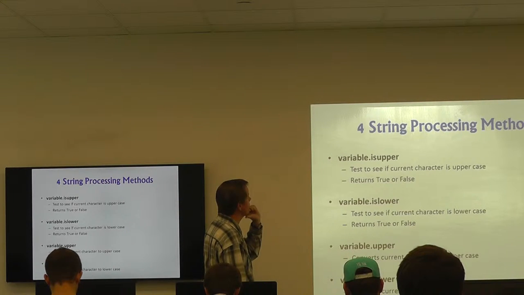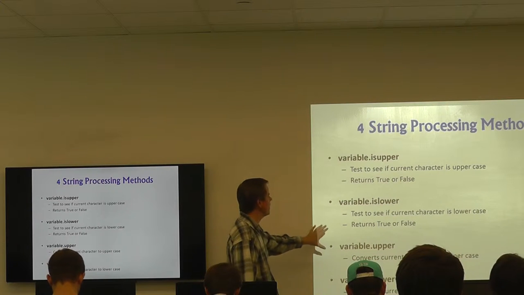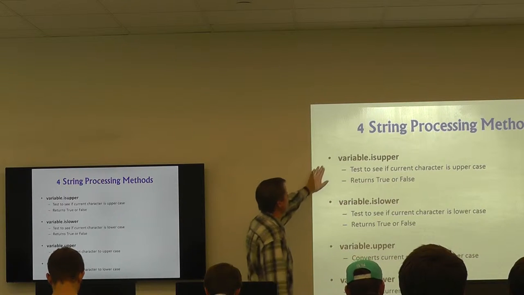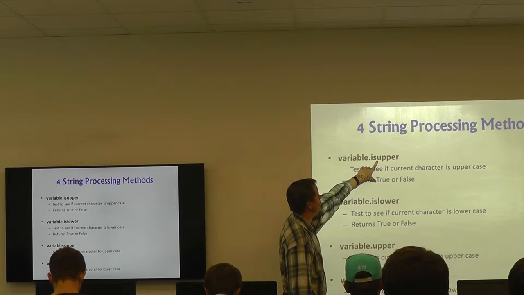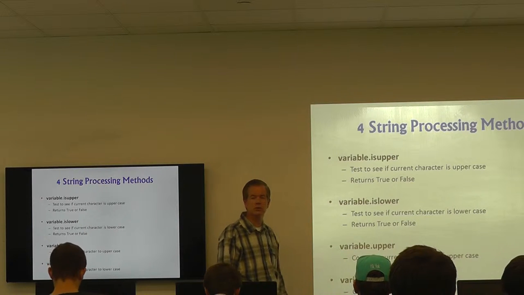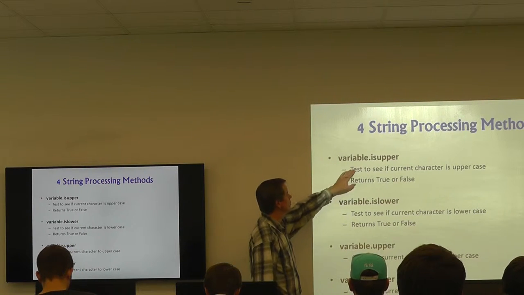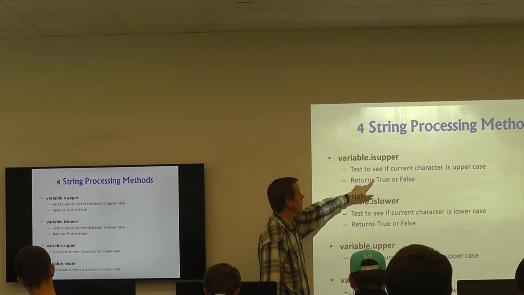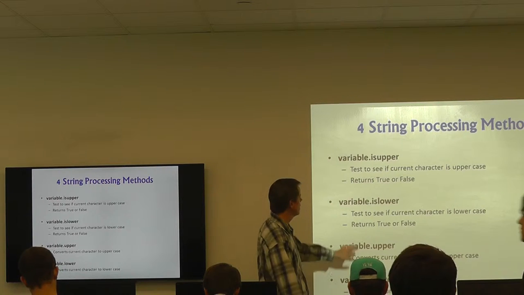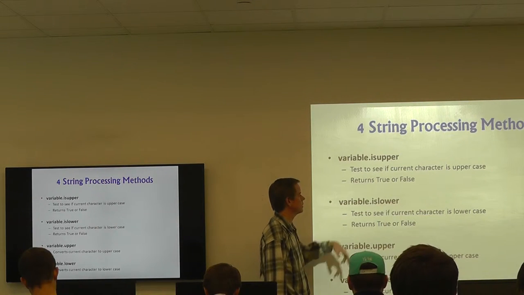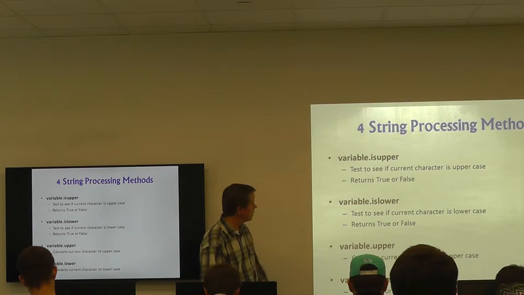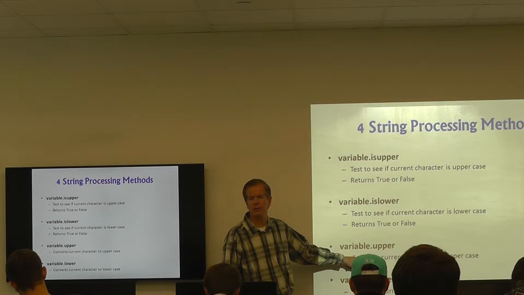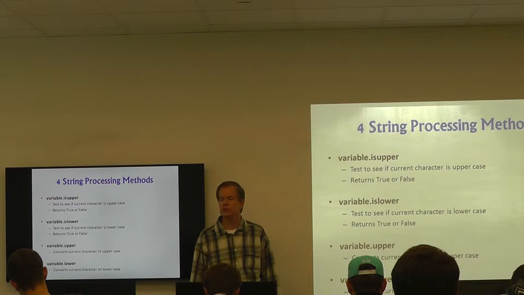All right, four string processing methods. These are actually Python commands I share with you to help you. So here's one. Whatever your variable is, dot isupper. This is a check or a condition. It returns a true or a false. So if I pass this input, it'll check to see if the current character is in uppercase, and what you get back is a true or a false. Variable dot islower tests to see if the current character is lowercase, returns true or false. Variable dot upper converts the current character to uppercase, and variable dot lower converts it to lowercase.